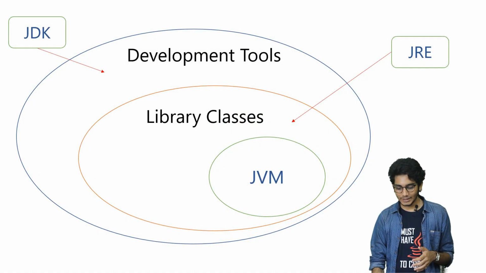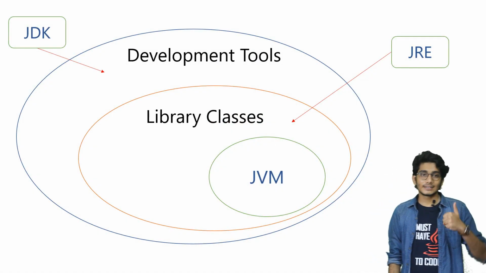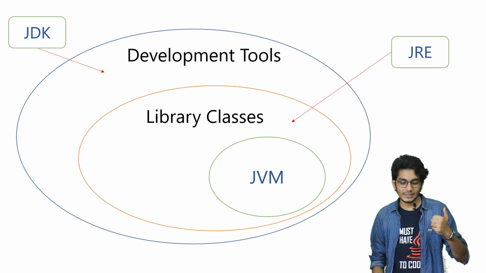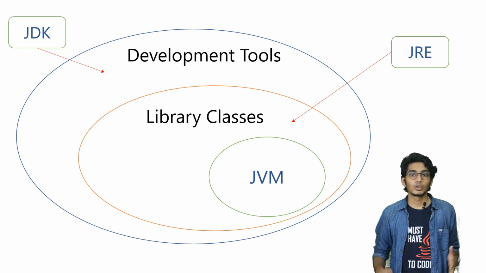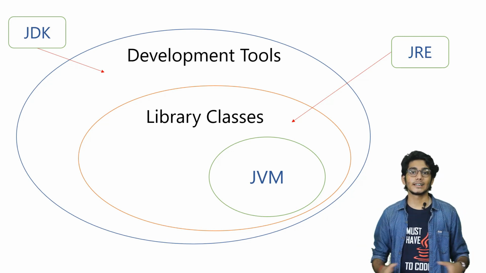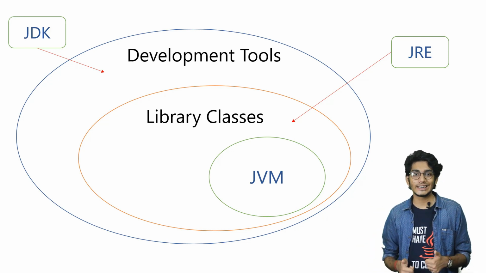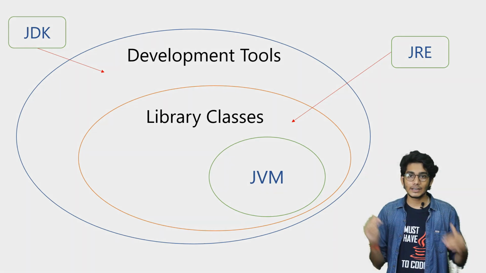Another thing you can see is what the JDK contains. Your JDK contains the JRE, and your JRE contains the JVM. So we can say that the JDK is the superset of everything. If you have the JDK, you have the JRE and you have the JVM.